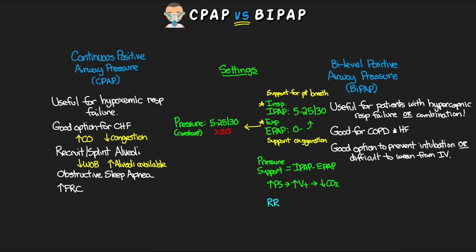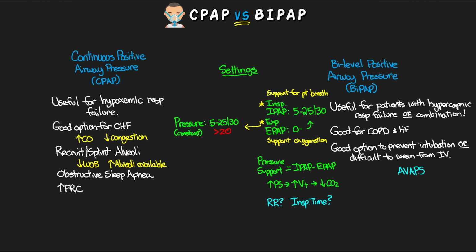Now, there are some machines out there that do allow you to set a respiratory rate and an inspiratory time on them. And essentially, this respiratory rate is really just the timing between when the machine is going to automatically switch from our IPAP to our EPAP. But in reality, most of our patients that are on this are already going to be pretty tachypneic and really are not going to need this setting.